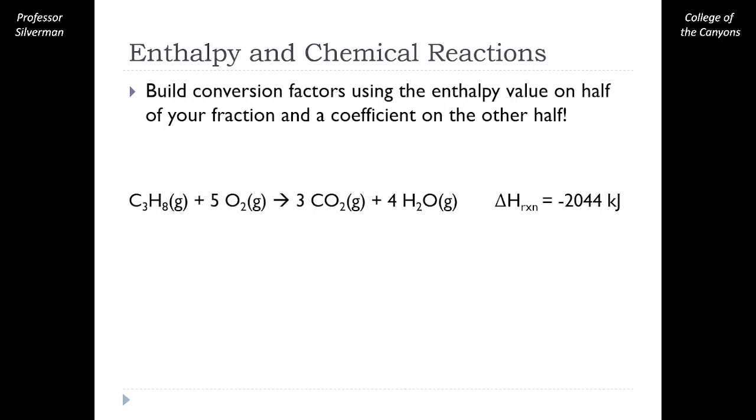We can codify this using conversion factors. Conversion factors can be built using our enthalpy value on half of our fraction and using the coefficient from the balanced reaction on the other half of our fraction. So for example, here's a new reaction. If you're thinking about the enthalpy for C3H8 combusting, we can build a conversion factor using our moles of C3H8 and our enthalpy for the overall reaction.